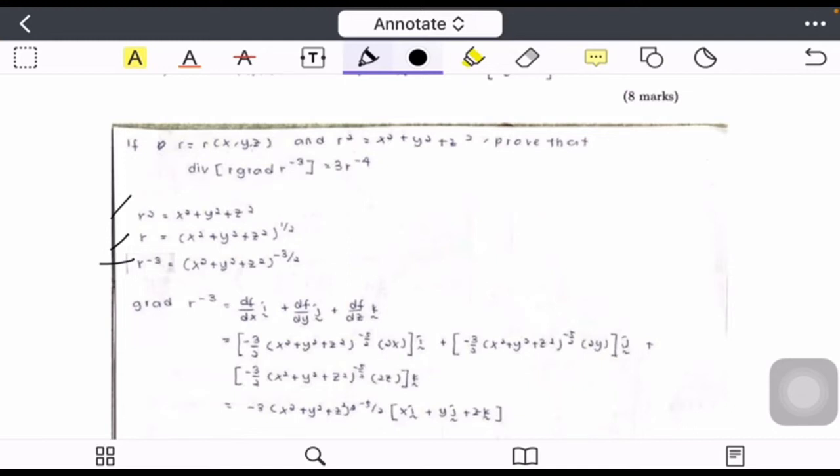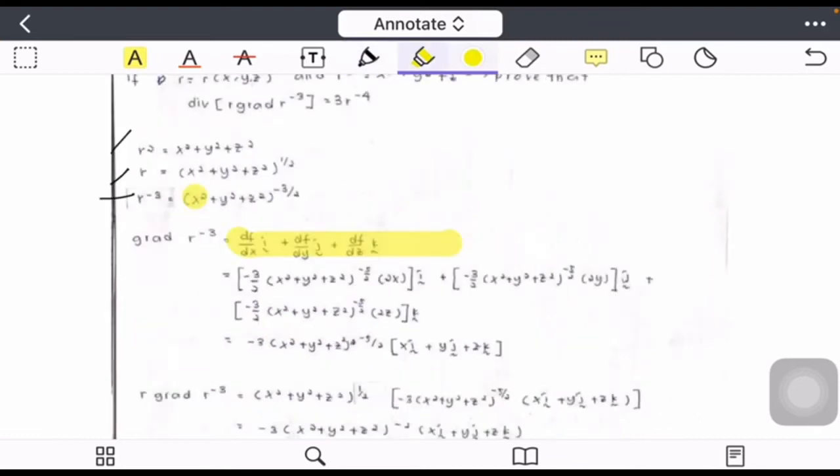Seterusnya ialah gradient of r power negatif 3. Dia punya formula adalah df over dx i tambah df over dy j tambah df over dz k. So kita differentiate, kita akan dapat negatif 3/2 (x squared tambah y squared tambah z squared) power negatif 5/2, dapat daripada negatif 3/2 tolak 1. Dan 2x dapat differentiate, kita akan differentiate dalam ni. So akan dapat 2x untuk i dan seterusnya untuk j dan k. Jawapan yang akan dapat ialah negatif 3 (x squared tambah y squared tambah z squared) power negatif 5/2 (xi tambah yj tambah zk).